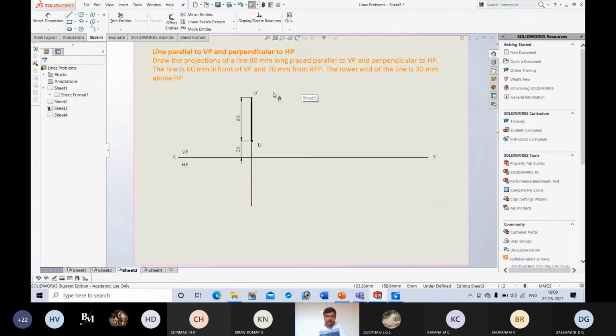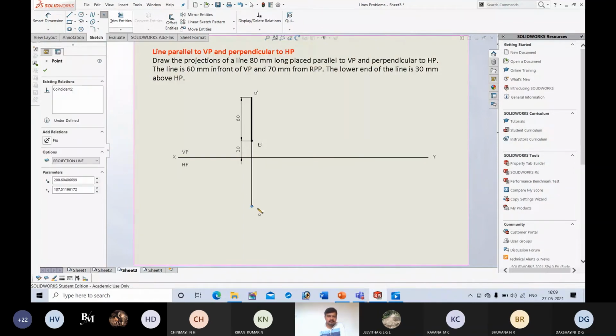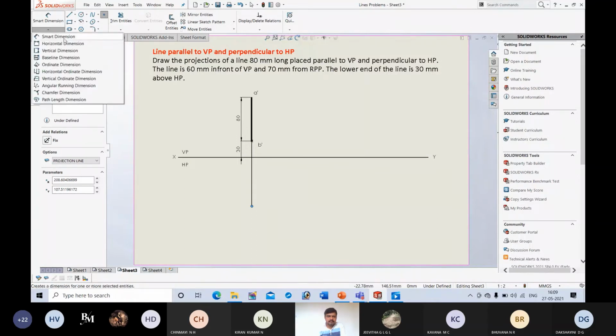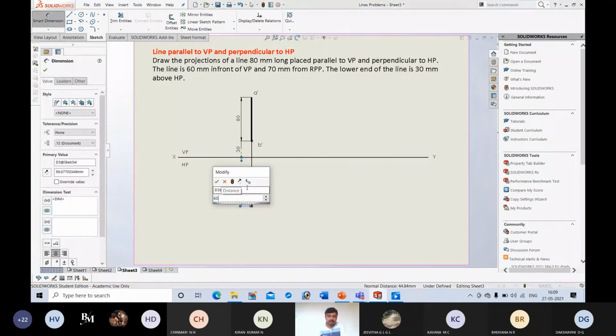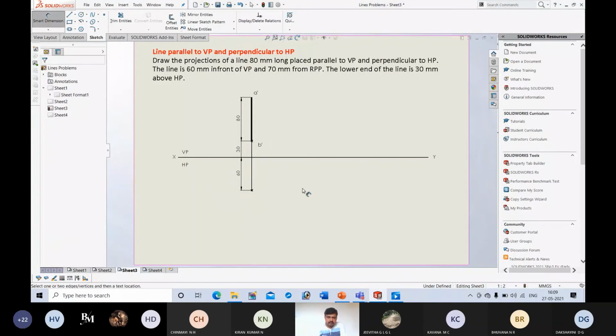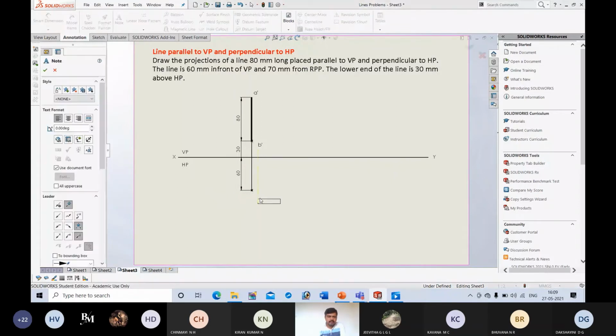But they have given where it should lie, that is, 60 mm in front of VP. So the top view of this line is a point. Since it is 60 mm in front of VP, this point should also be 60 mm from the XY line. So this is the top view.